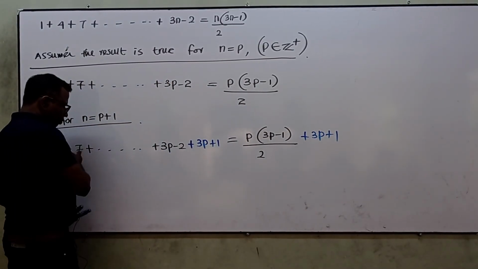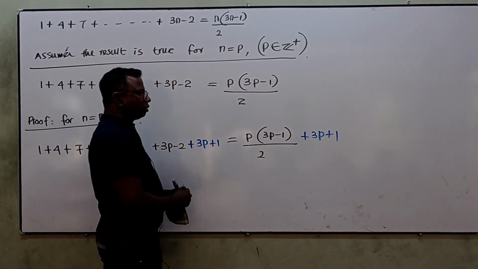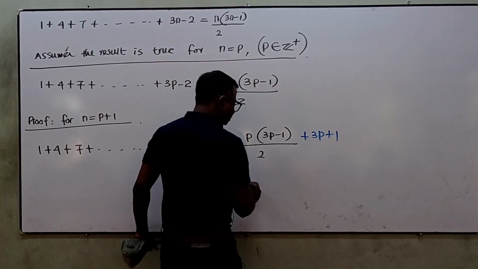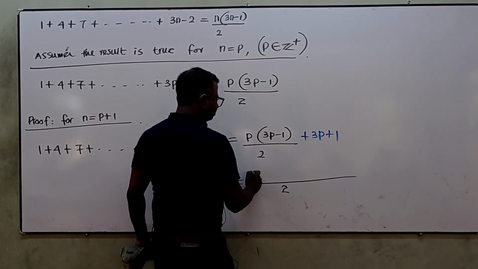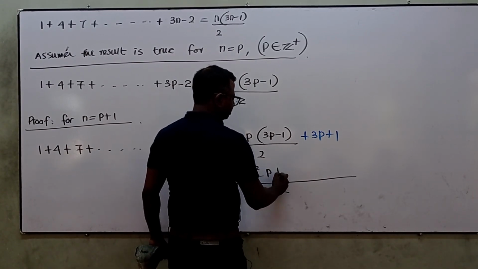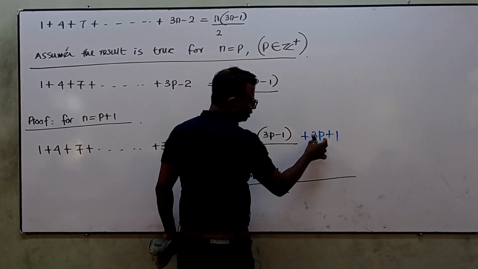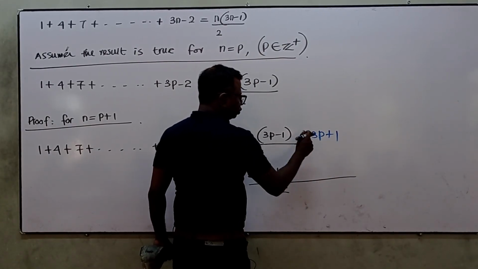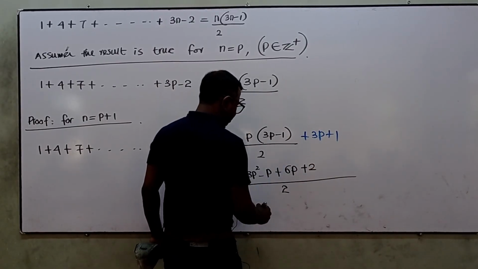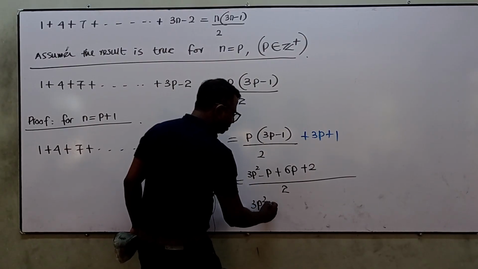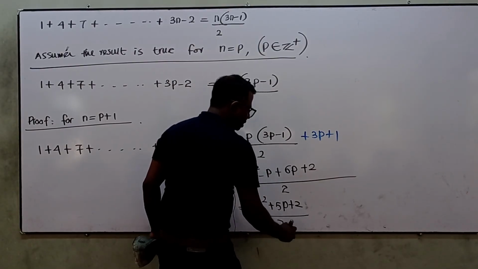Now you already have the left hand side of the required proof. So here you need to get 2 as the common denominator: 3p squared minus p. Since you have to take 2 as the common denominator, you have to multiply both 3p and 1 by 2. 3p into 2 is 6p, 1 into 2 is 2. It is 3p squared plus 5p plus 2 over 2.